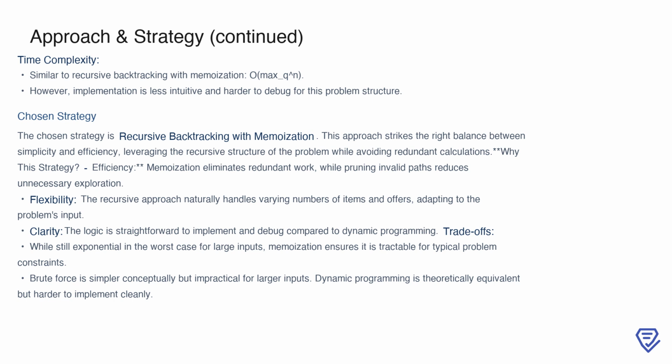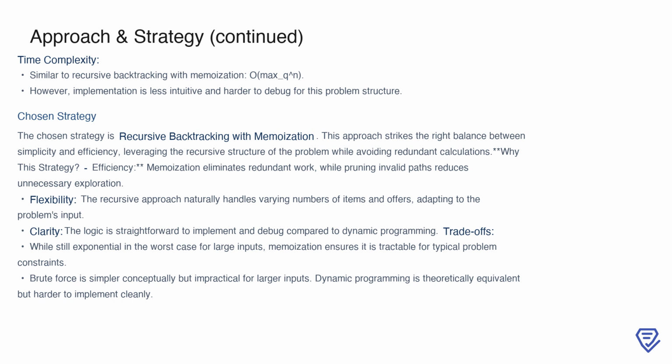There are several reasons why this strategy works well. First, it is efficient. Memoization eliminates duplicate work, and pruning ensures we avoid unnecessary paths. Second, it is flexible, as the recursive design naturally accommodates variations in the number of items in offers. Lastly, it is clear and relatively straightforward to implement compared to dynamic programming.